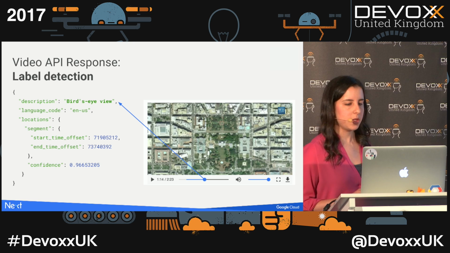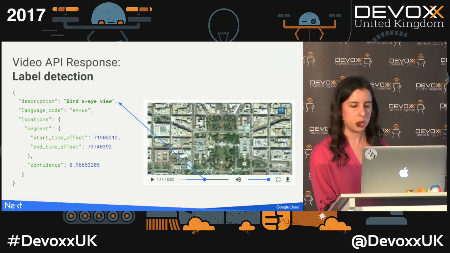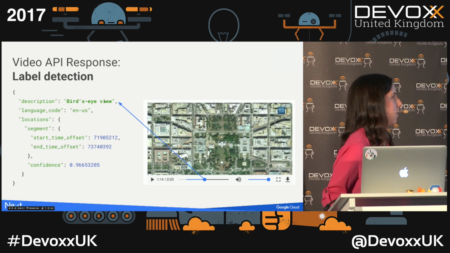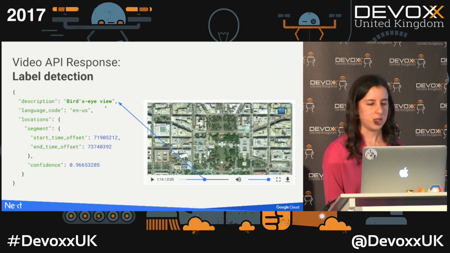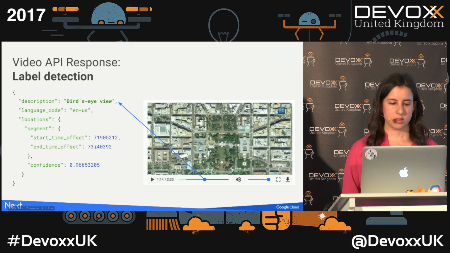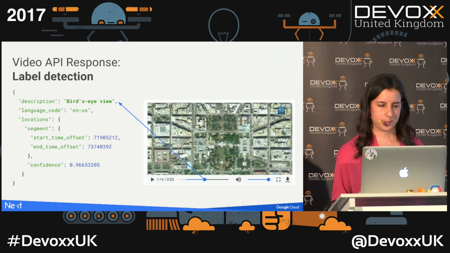Just a quick look at what the label detection response looks like for a video. So here we have a video that's just a tour of the White House. And at this particular scene, we have a bird's eye view. It's able to identify this label. And then it tells us the start and end time of when that label appears in the video, and then the confidence of how confident it is that it found that label in this particular scene.